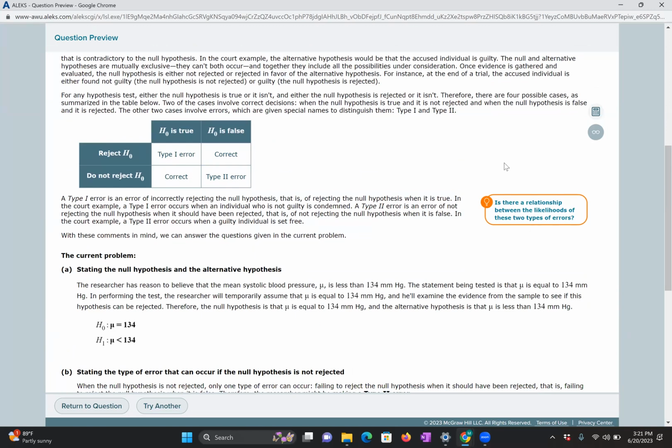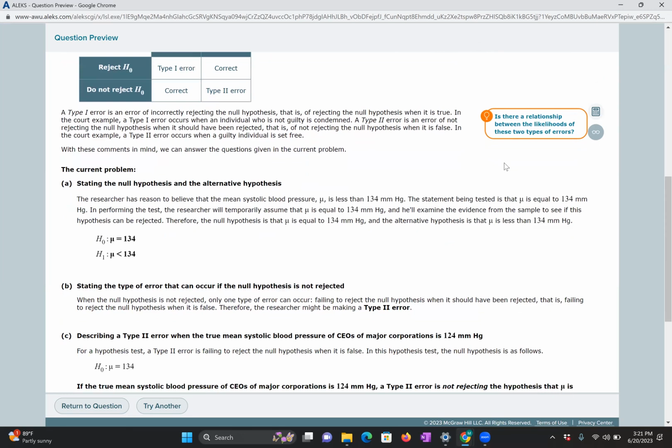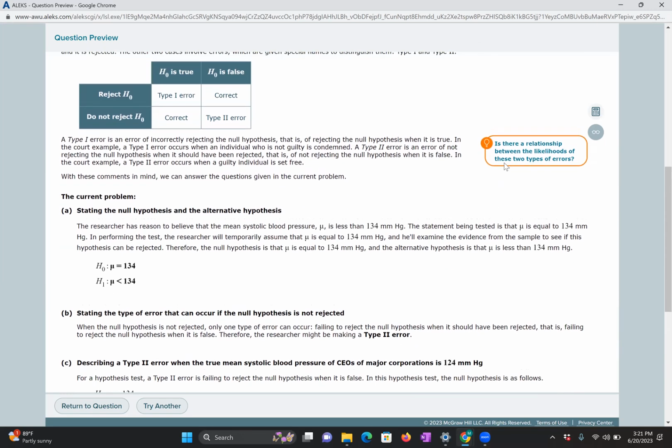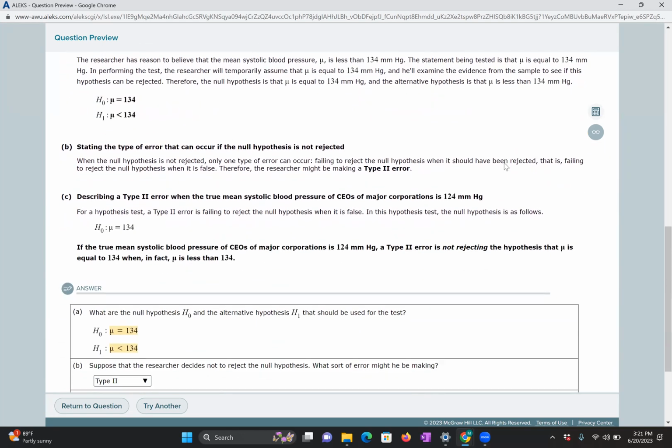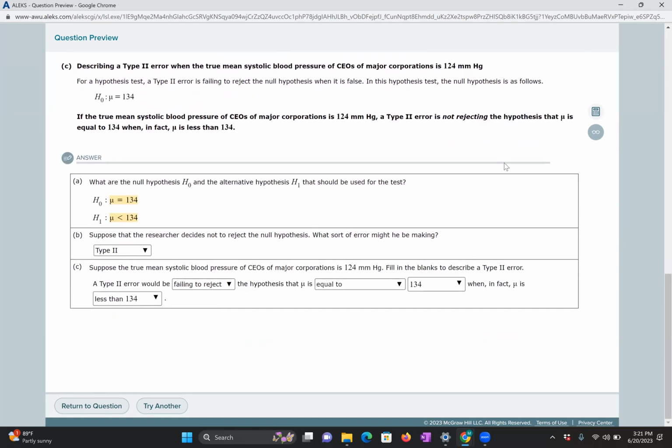According to the question, our mu is equal to 134. And in this case, the alternative hypothesis is that mu is less than 134. This would be a type 1 error, if you notice carefully, for part B. And these are the responses. So type 2 error would be to fail to reject the null hypothesis that the mu is equal to 134, when in fact the mu is less than 134.